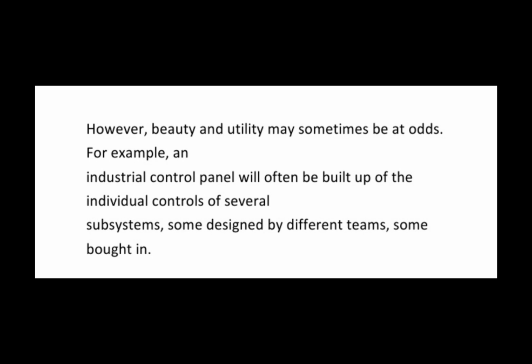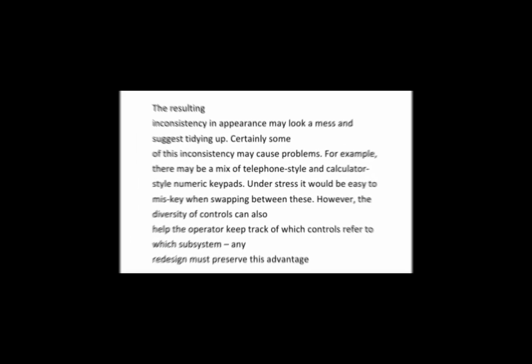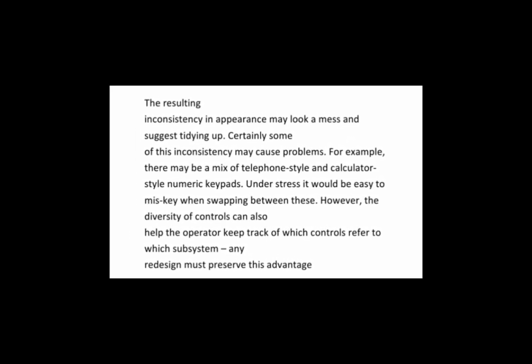For example, an industrial control panel will often be built up from individual control subsystems, some designed by different teams, some bought in. The resulting inconsistency in appearance may look a mess and suggest tidying up. Certainly, some of this inconsistency may cause problems.